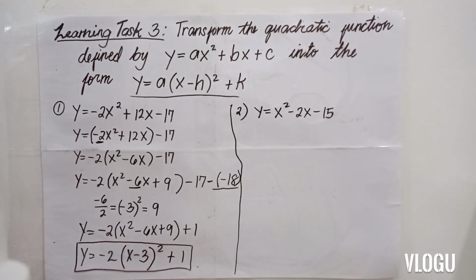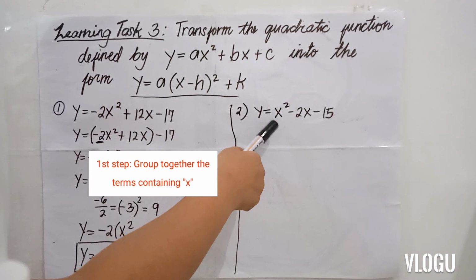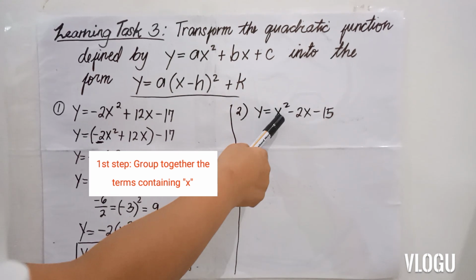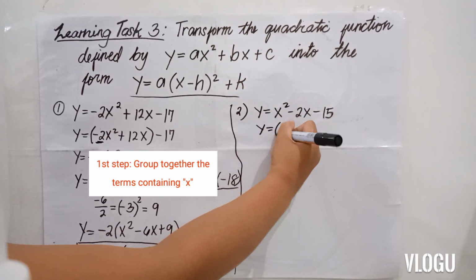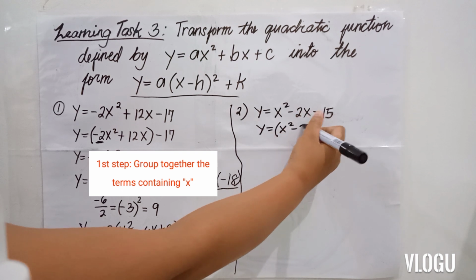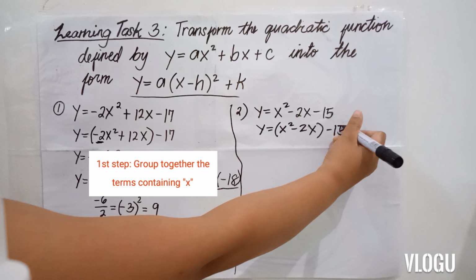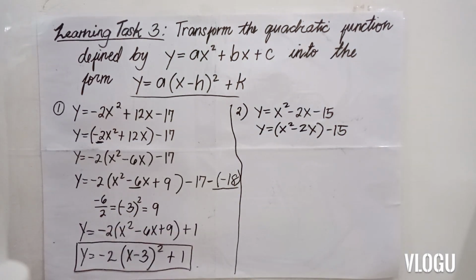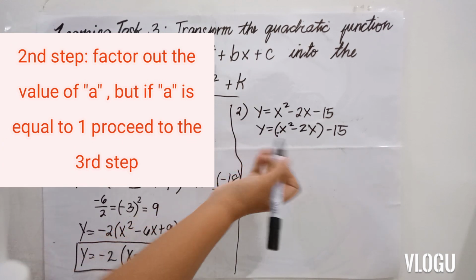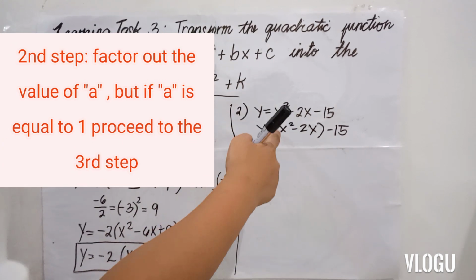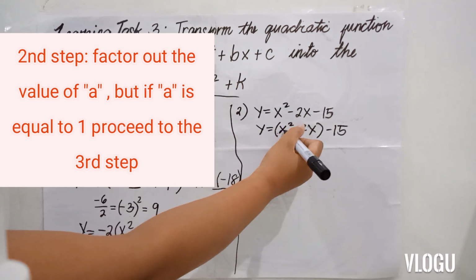Now let's have example number 2. We have y is equal to x squared minus 2x minus 15. Just like the first step that we did here, we're going to group the quadratic term and the linear term. So we have y is equal to x squared minus 2x minus 15. And then, since we need to factor out a and a is equal to 1, we're not going to factor it out because any number divided or multiplied by 1 will still be the same.